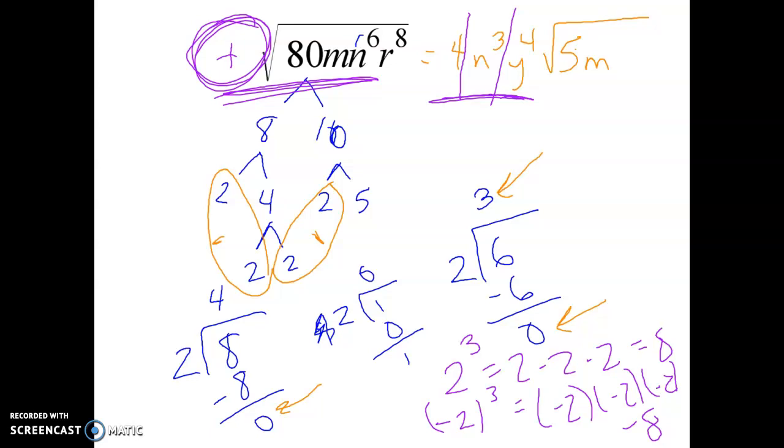Now, y to the fourth, that one's automatically going to be positive because anytime you have an even exponent, it works out to be positive. It's only the odd exponents that you need to be careful with to force them to be in absolute value bars and force them to be positive.